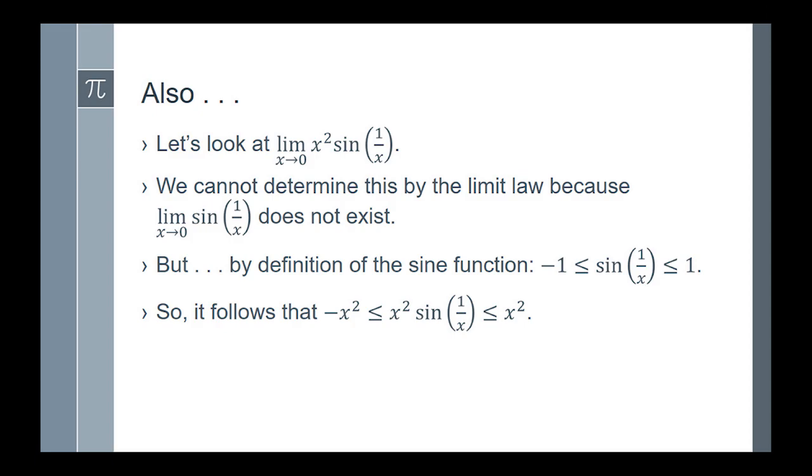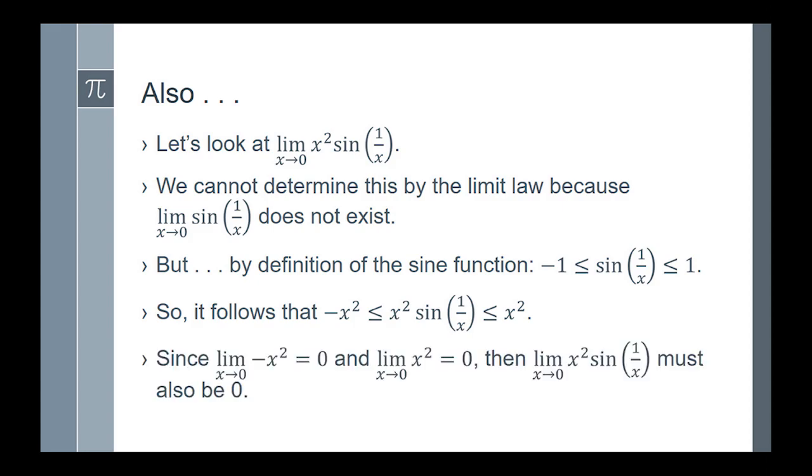So multiplying everything by x squared, so we can get this x squared into the equation, we have negative x squared is less than or equal to x squared times the sine of 1 over x, which is less than or equal to x squared. And so again, using the squeeze theorem, we can look at this using limits. The limit as x approaches 0 of negative x squared is 0. And the limit of x squared as x approaches 0 is also 0. We can simply plug in 0 here.